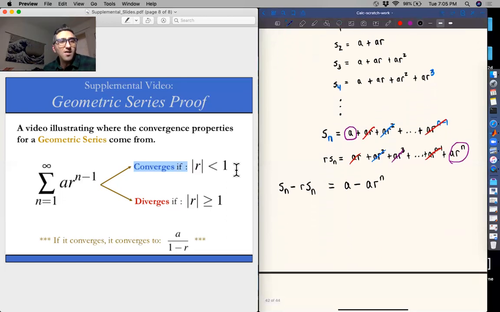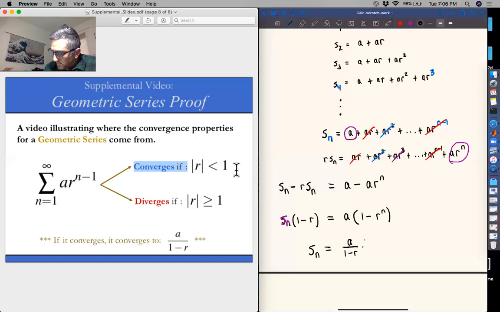So what at this point? Well, we can actually solve for the nth partial sum itself. So we can just factor out an S sub n from both sides. On the left side, we get S sub n times 1 minus r. And we can factor out a factor of a on the right-hand side, so this is a times 1 minus r to the n. Then we can solve for S sub n by itself. If we solve for that, we get this partial sum is equal to a all over 1 minus r times this other quantity, 1 minus r to the n.